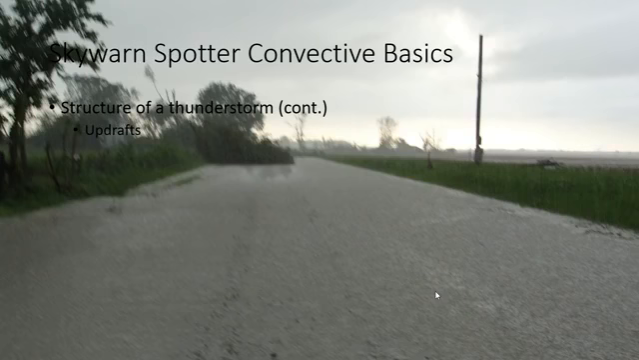One of the most important parts of a thunderstorm is the updraft. The updraft is the lifeblood of a thunderstorm. It needs it, or else it'll just fizzle away. It supplies warm air and moisture to the thunderstorm.